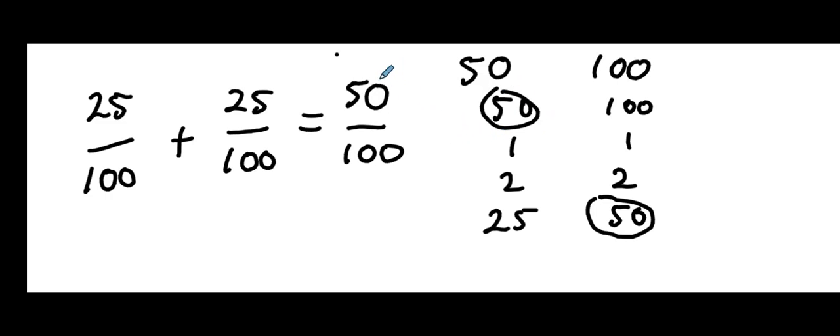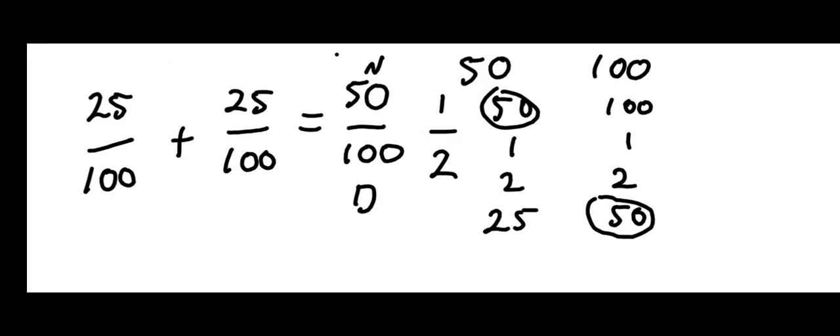Now I go back to the answer I got when I added the two equivalent fractions, and I divide my numerator by my highest common factor and my denominator by my highest common factor. So 50 divided by 50 goes in once, and 100 divided by 50 goes in twice. So my answer, when I add 25 over 100 plus 25 over 100, is 50 over 100, which I can simplify down to 1 over 2, or 1/2.